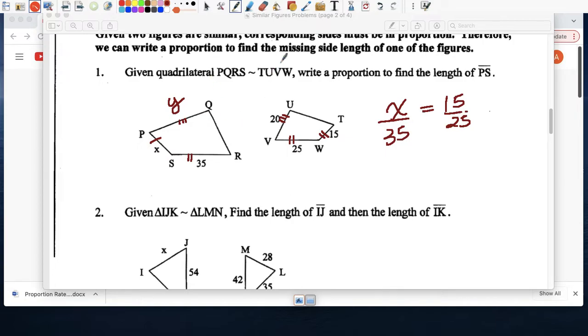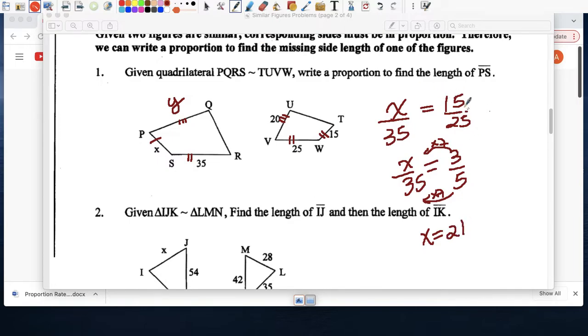So you have choices. How would I do this? Well, the simplest way, well, I don't know, there's no simple way. It's just a matter of choice. You could have done this, x over 35. Let's simplify the right side. 15 over 25 simplifies to, divided by 5, 3 over 5, right? And then you can see that there's a relationship here. 5 times 7 is 35, so this would be times 7. Therefore, x is 21. So you could have done that.